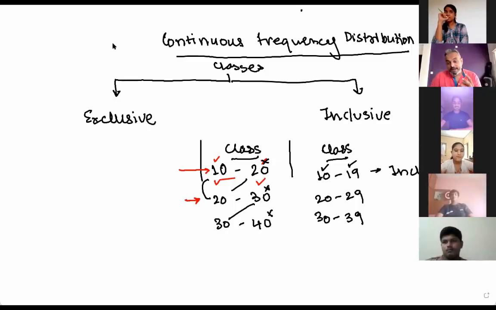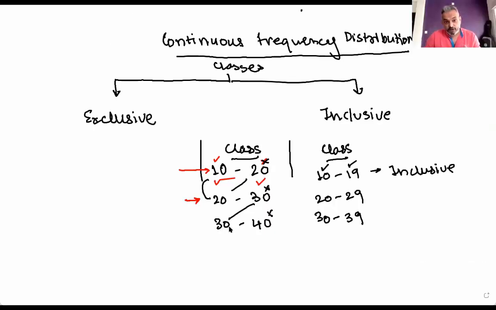See, normally by seeing, how can we know it is inclusive or exclusive? When you see the classes and there are repeat values, it means it is exclusive. For example, 10 to 20, 20 to 30, 30 to 40. So that is a repeat. So it is exclusive because if an observation 20 is given, we can't put a tally mark over here. We have to put a tally mark over here. So 20 is excluded. That is why it is known as exclusive. Whereas 10 is also included, 19 is also included.